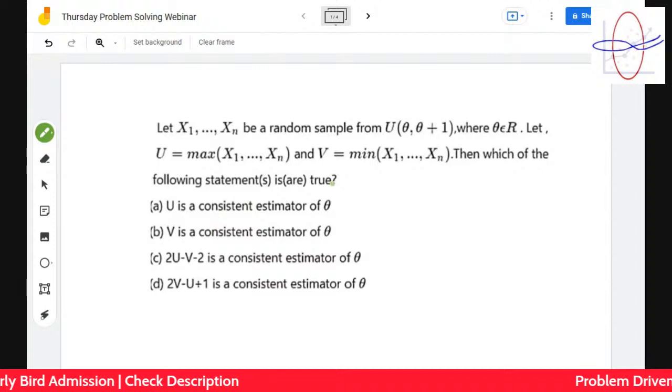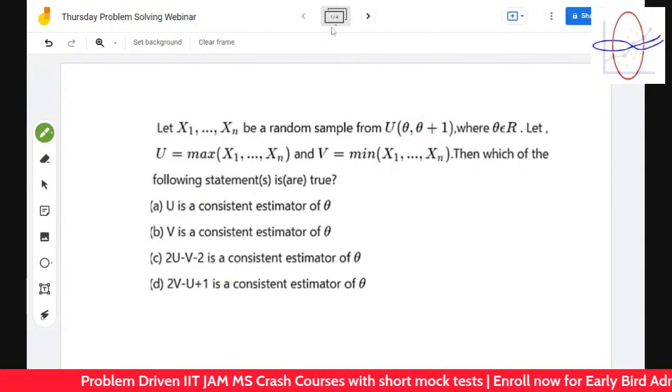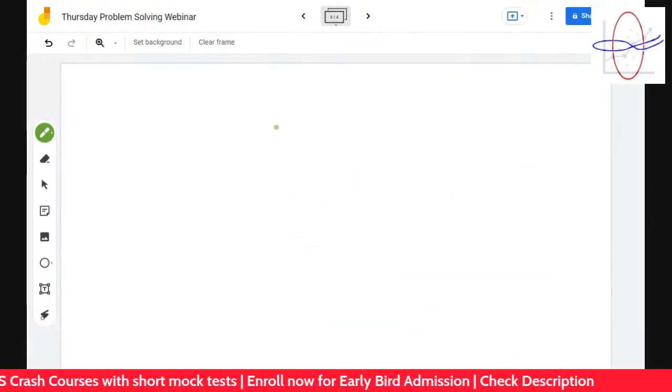The shortest way is that, as Yashu also commented on the YouTube live, you can easily understand that theta has something to do with the MLE. So using that MLE idea, you can really do this problem. So let's check it out. Let's first compute the MLE.